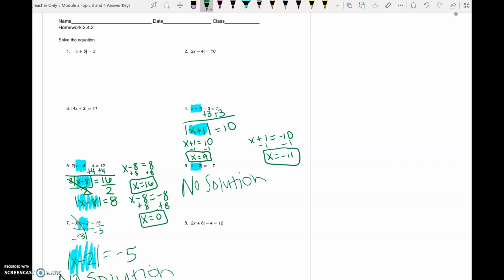So I just wanted to do those problems for you guys. I'm going to leave the last 4 for you to do and to check your answers on the content library. But that is how we're going to solve absolute value equations.